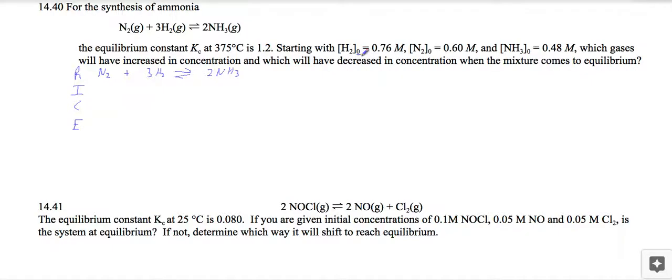Let's look at these here. 0 and 0 and 0. Hopefully those don't throw you off. Remember, if it has a subscript zero, it just means it's initial, starting. So we have our concentrations. N2 is going to be 0.6, H2 is going to be 1.2, and ammonia is going to be 0.48. Minus x, plus 2x.